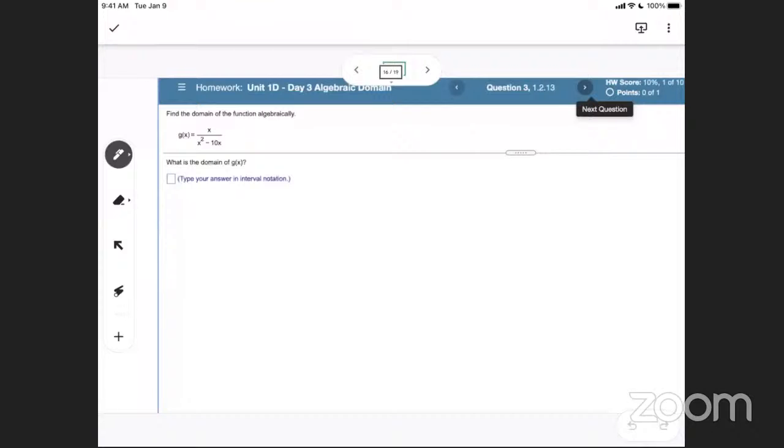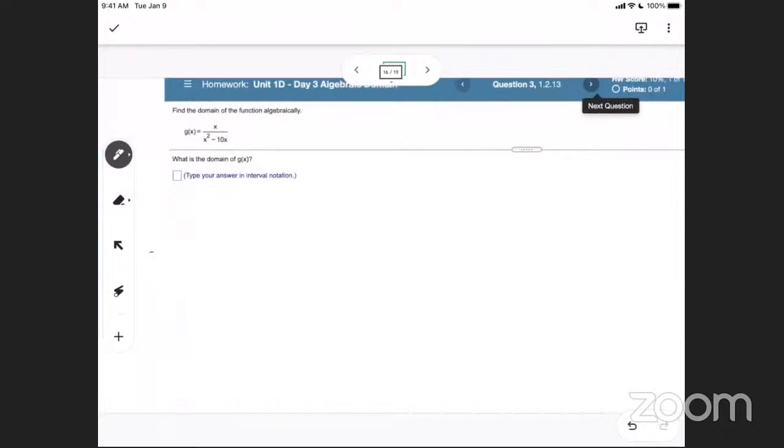All right, so this problem is asking us to find the domain algebraically. So to find it, we are going to first interchange the x's and the y's. This is like your y right here, and these are your x's over here. So everywhere I see an x, I'm gonna make it a y, and everywhere I see a y, I'm gonna make it an x. So my equation is gonna be x equals y over y squared minus 10y.